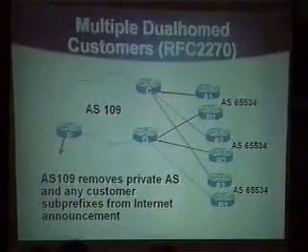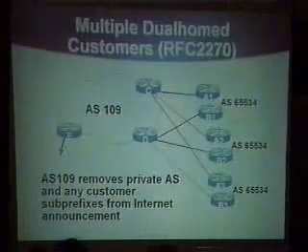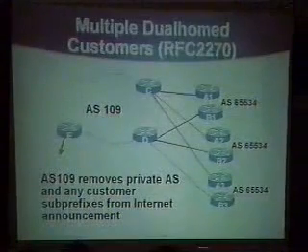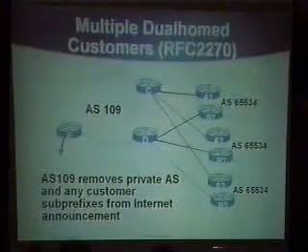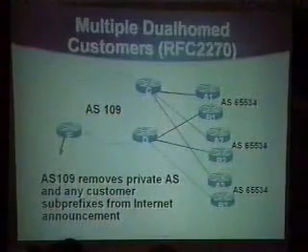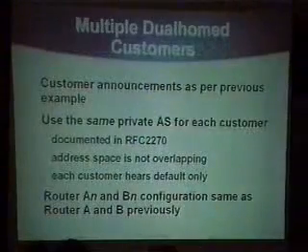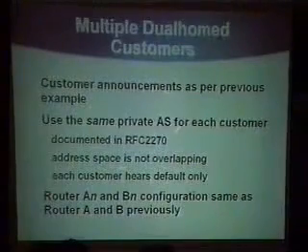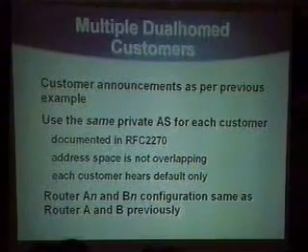You've got multiple dual-homed customers, you can use the same AS number. Some ISPs use private ASs. I know some who use public ASs as well. They may have got a spare public AS, so they use that for all the dual-homed customers. Okay? Right, so moving on to the next bit. Customer announcements, well, that's the same as the previous example. We can use the same private AS. If you don't believe me, it's all written up in RFC 2270.